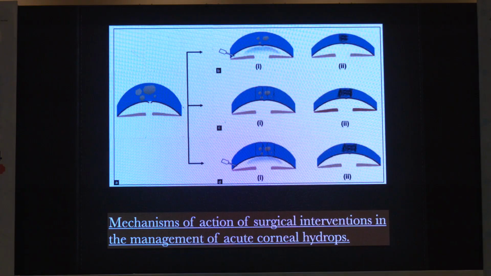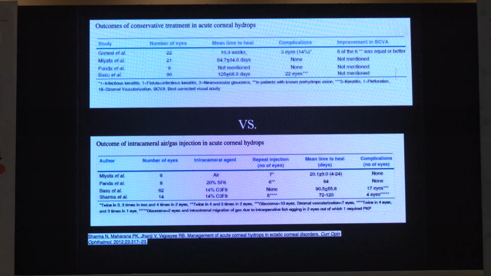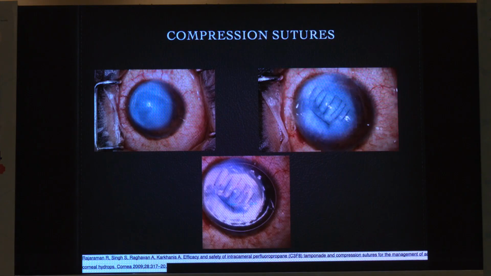So how do we do the intracameral injection of the gas? So if you see that we are injecting air bubble in the AC or C3F8 bubble, compression sutures also help, and combination of this compression suture as well as intracameral gas injection gives better results. These are the outcomes of different studies in various literature that I have compared and have written to have improvement in best corrected visual acuities in such patients.